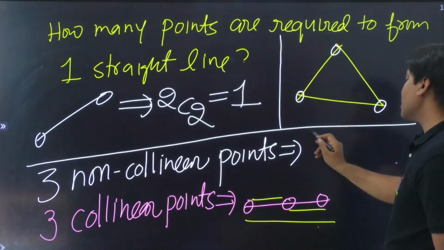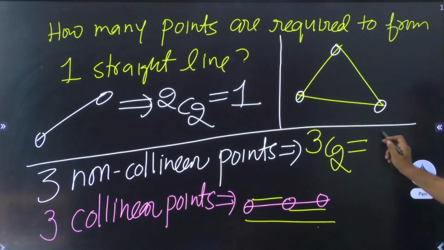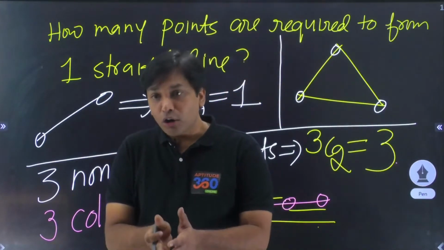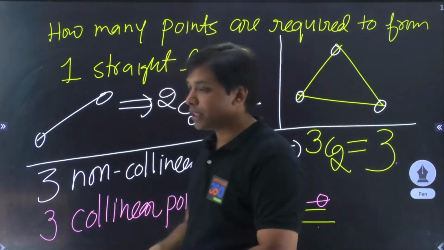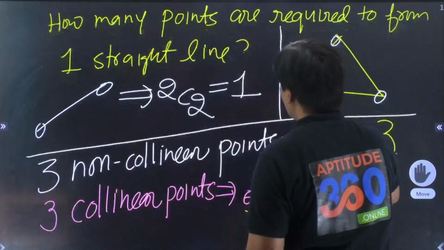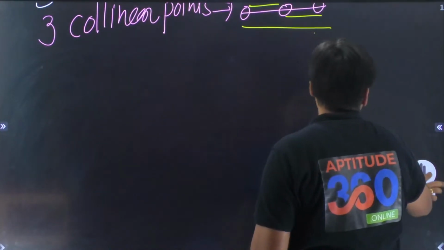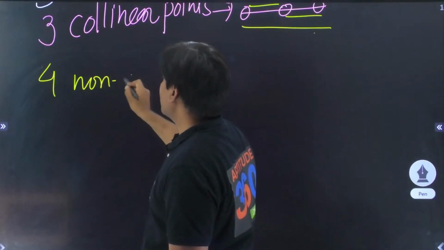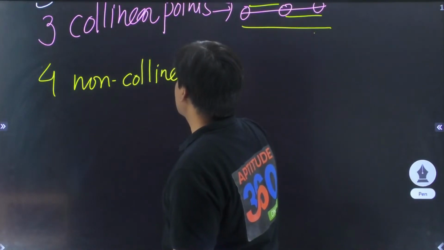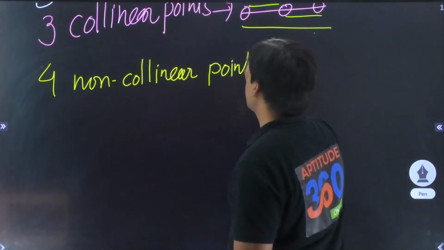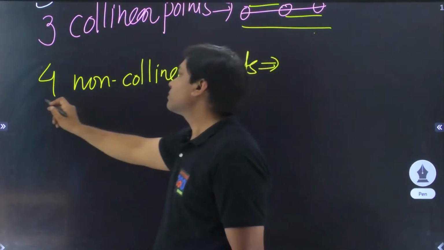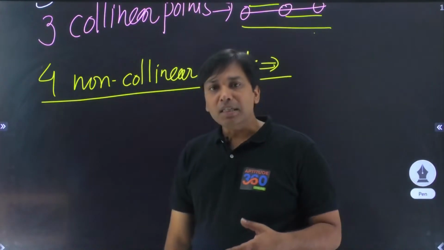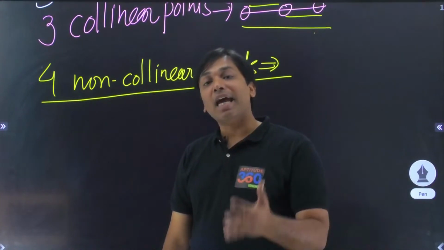ये. Can I say this is nothing but 3C2? And if you simplify 3C2, aren't you getting 3? So how many non-collinear points I am having? I'm having 3 non-collinear points, right? What if I have got 4 non-collinear points? How many straight lines can be formed? 4 non-collinear points. Find the total number of straight lines that can be formed.